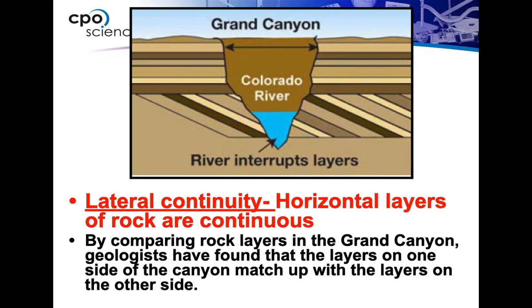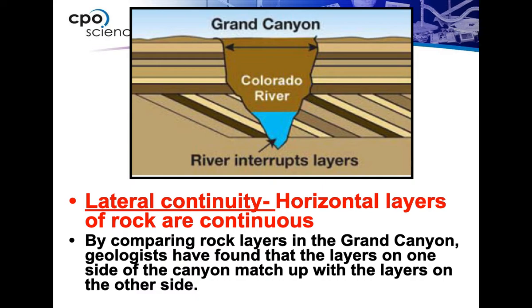Lateral continuity. Lateral is similar to horizontal. You can see their names are right there next to each other in the definition. And continuity, if something is continuous, it's going to be the same, right? Lateral continuity: horizontal layers of rock are continuous. They're going to be in a straight line. What that means is if they're not in a straight line, something happened.